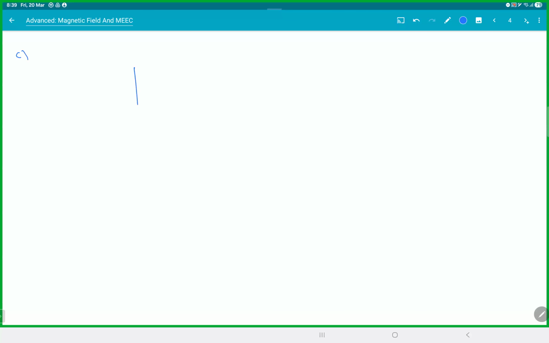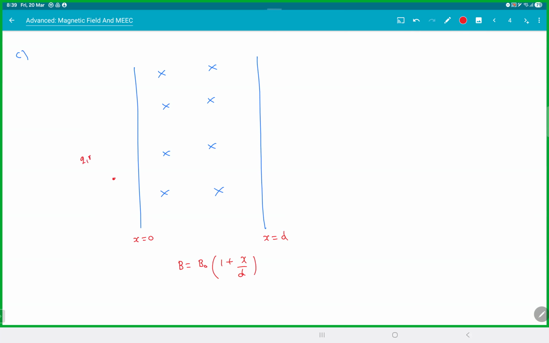Another variation of this question. Let's see whether you remember this or not. So we have a region here with width d. This is x is equal to 0. This is x is equal to d. And here the magnetic field is equal to B naught into 1 plus x by d. The magnetic field is increasing linearly. You took a particle q and m and you projected with speed u. So it enters here, it starts deviating, and then it comes out.